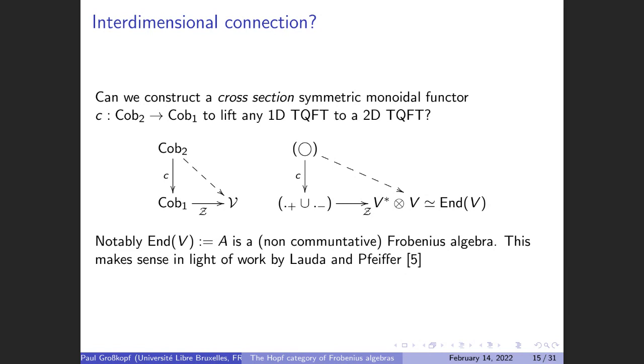And the way we started was we know that the cobordisms in 2 dimensions are generated by circles in the object case. And our cross section maps the circles to a positive oriented point and a negative oriented point. And a TQFT then maps that to the dual of a vector space tensor product, the vector space itself. And by a well-known equivalence, this is just an endomorphism space on V.